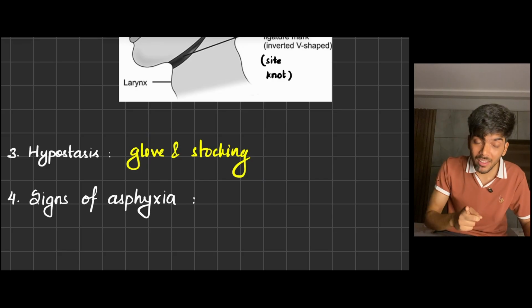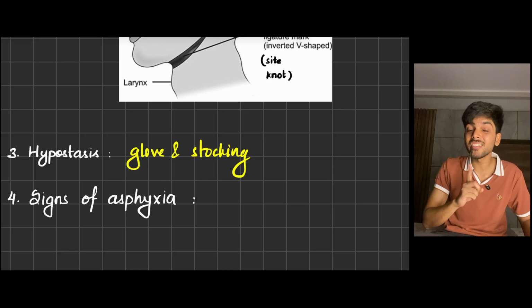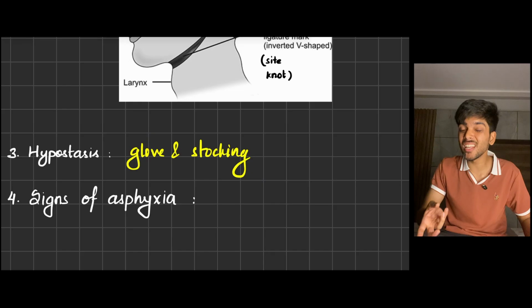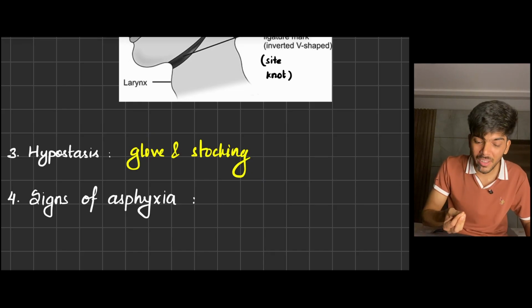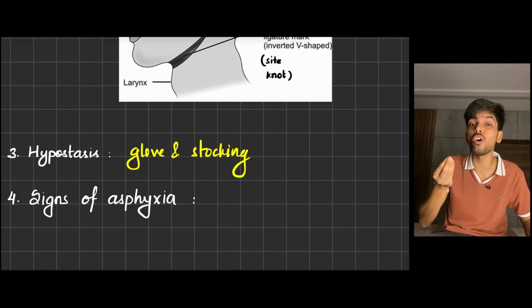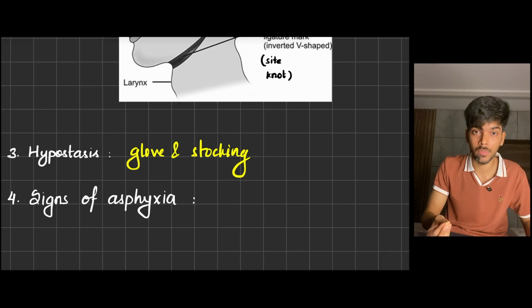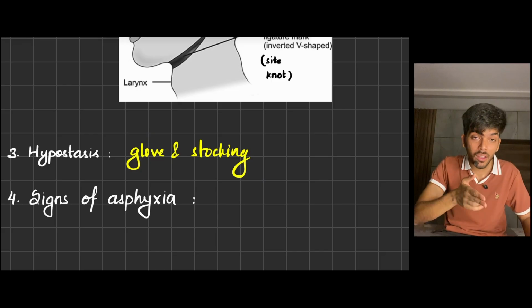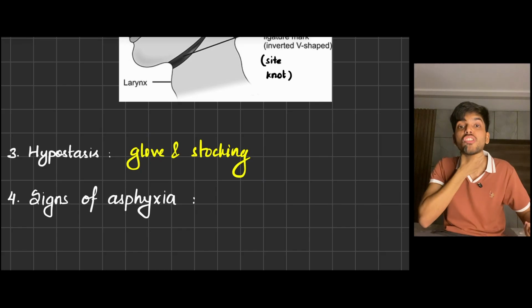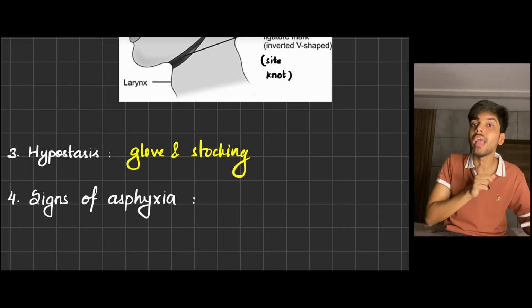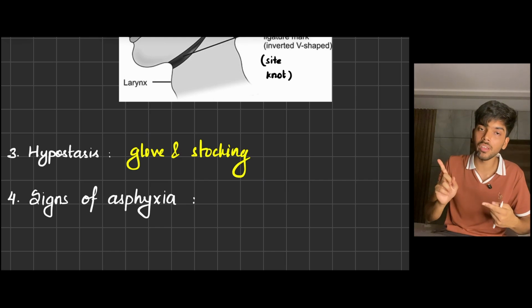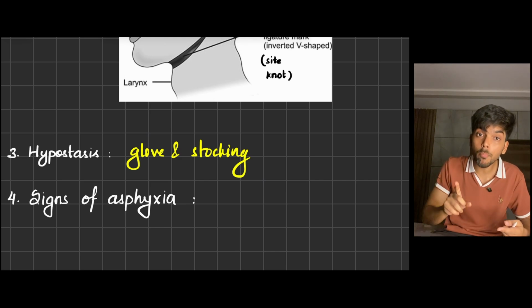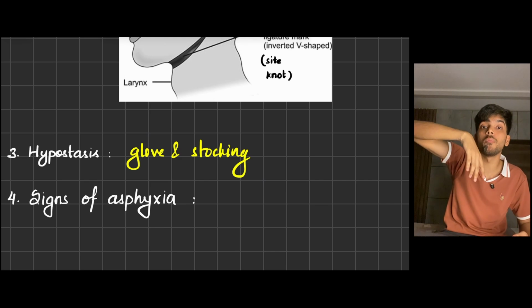But remember, glove and stocking appearance does not tell you the cause of death. Just because after death a body has a glove and stocking appearance, that doesn't mean that the cause of death was hanging. A person could have been killed by, let's say, throttling or strangulation, and then hung. In that case also you will get a glove and stocking appearance. That is because of the vertical positioning of the body.